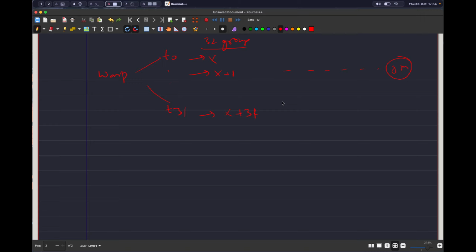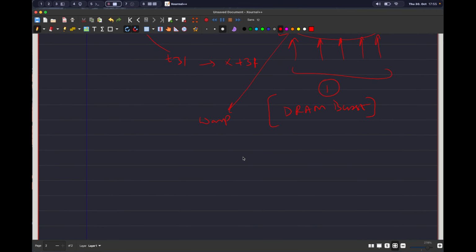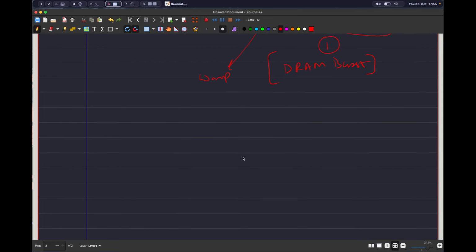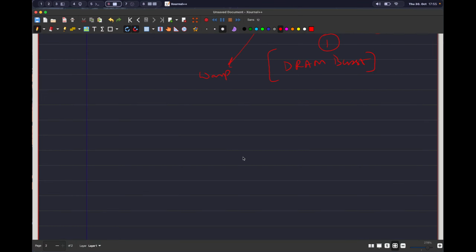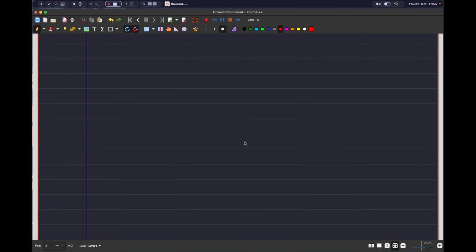The hardware recognizes this pattern and understands that you require consecutive locations from the memory. So it combines all of those individual read or access operations into one single one, and it is called a DRAM burst. It sends all of these locations at once to the warp instead of doing it one by one. The analogy for this is, consider you are going to a library, and instead of going to the library again and again to fetch one single book, you get 10 books at once or 32 books at once, saving your time.